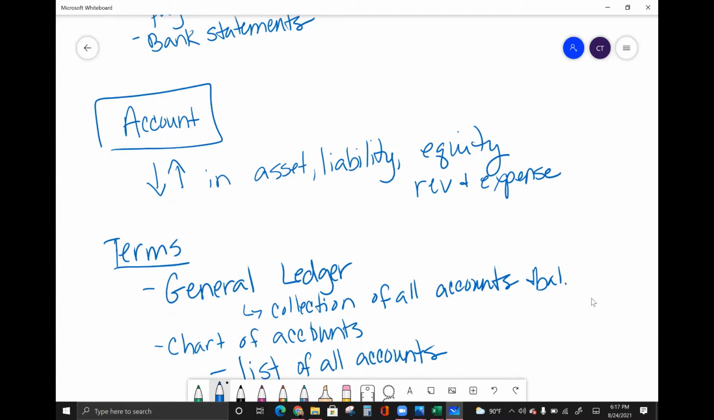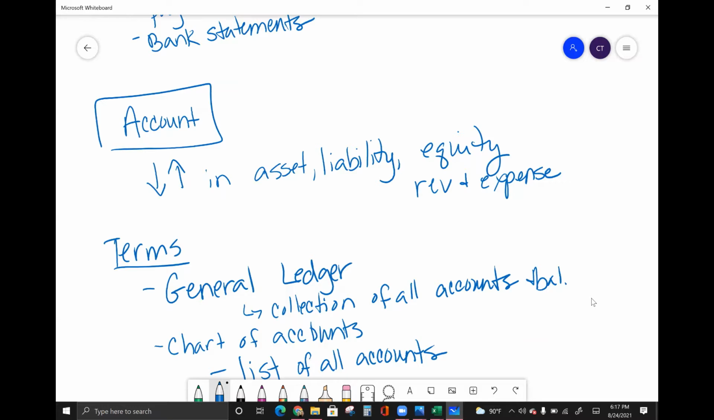So we have accounts, and the way that most companies set up their accounts are either with a description only or a number in a description. So it's very common to see the number and then a description of what that account is. Some smaller companies maybe will not have account numbers, but if you look at the chart of accounts or you look at accounts, a lot of times it'll be consistent from business to business.